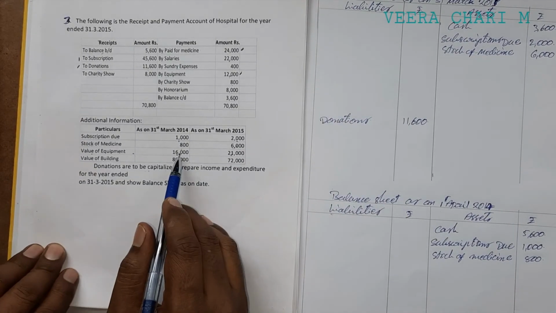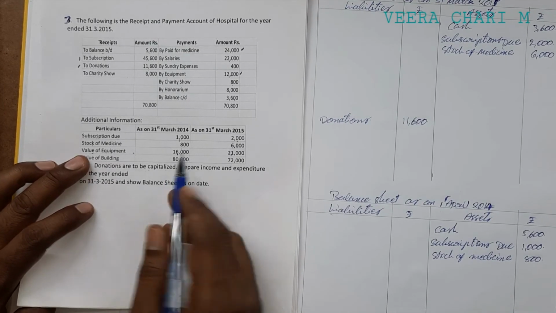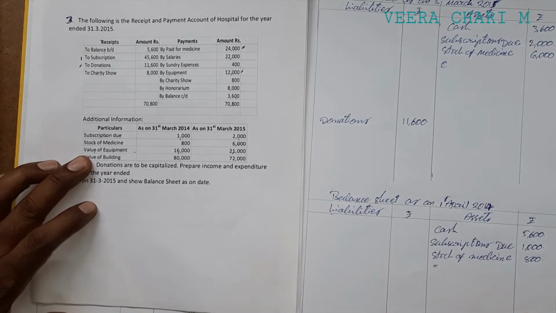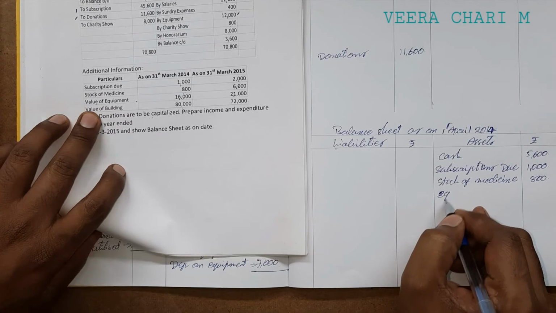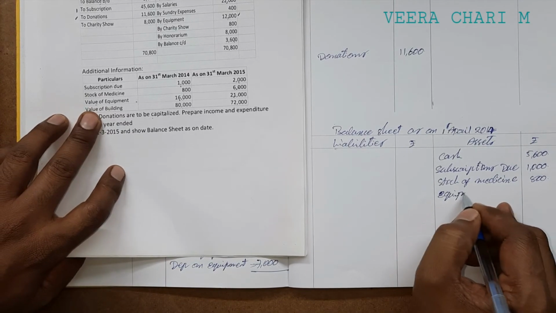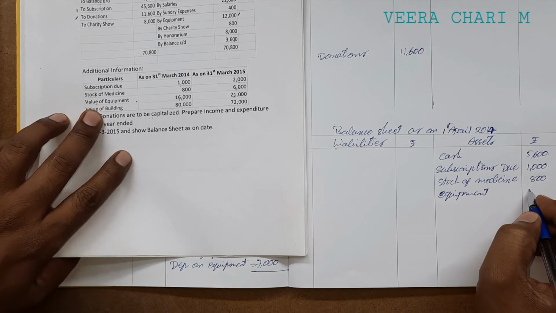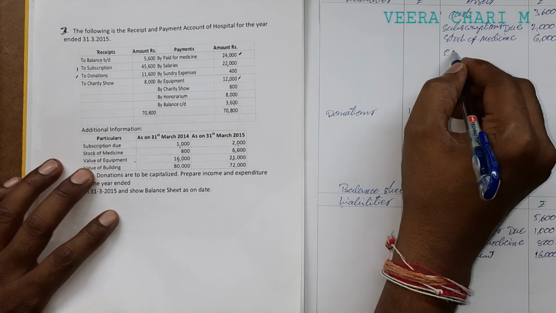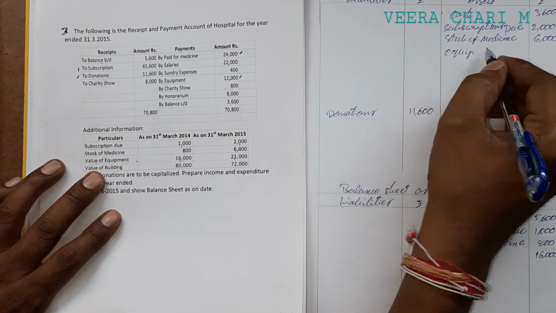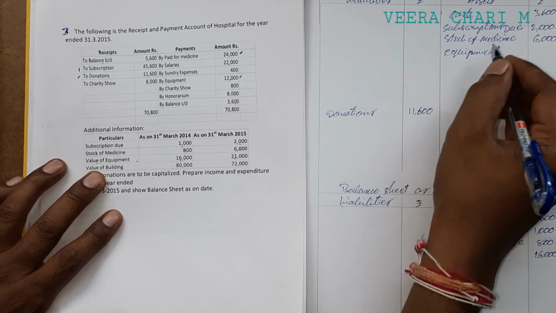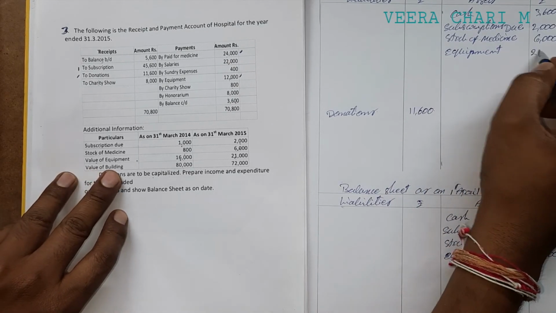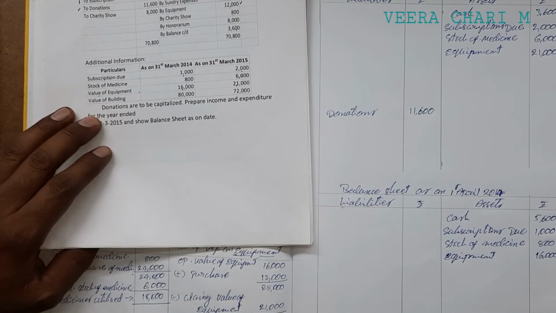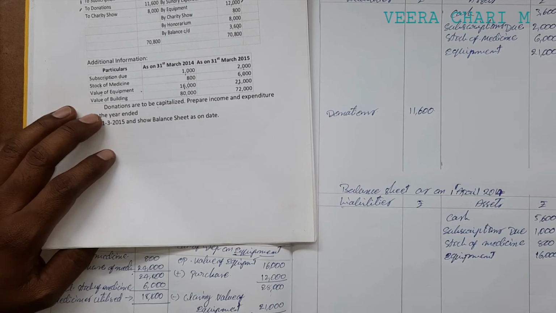Once again we should write the opening value of equipment under opening balance sheet, and the closing value of equipment under closing balance sheet. First we can write under opening balance sheet, equipment value, it is 16,000 rupees, and the closing value of equipment also write under closing balance sheet, that is 21,000. So as per working note 2, again it's completed. As per double entry system, twice we are entered.